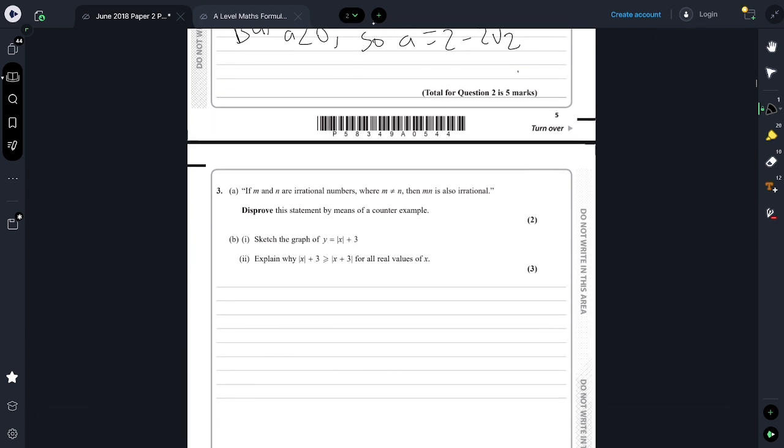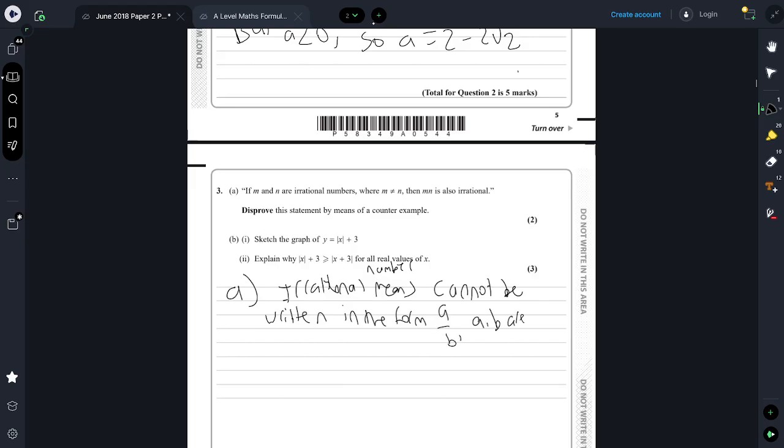Cool, part 3. Proof. Okay, so M and N are irrational numbers. Then the product is also irrational. So irrational, you need to know, means cannot be written. So an irrational number, I should say, cannot be written in the form A over B, where A, B are integers.